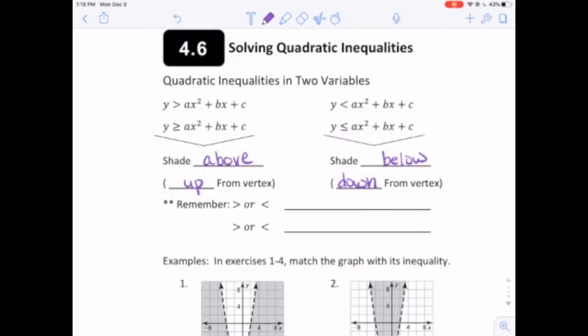All right, the other thing we want to remember is that if we have a greater than or less than symbol, just a plain greater than or less than, then when we draw this, just like with linear inequalities, it's going to be a dashed line. And then if we have a greater than or equal to, a less than or equal to, so the line underneath as part of our inequality, we have a solid line. So solid versus dashed.